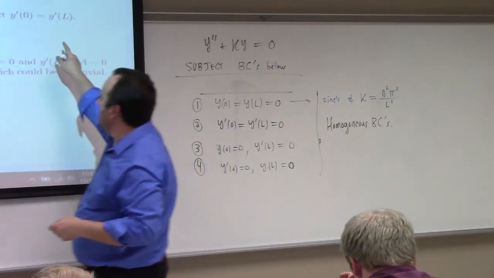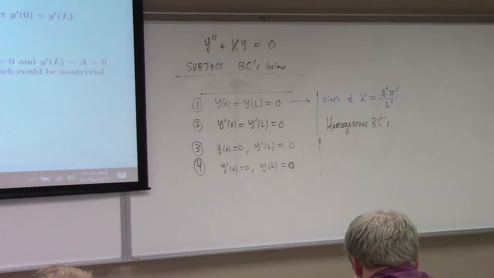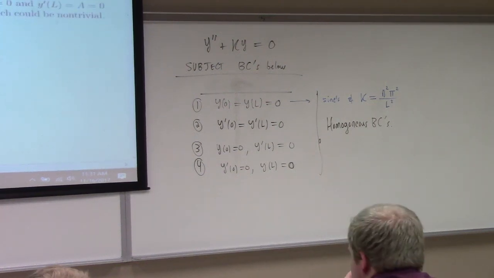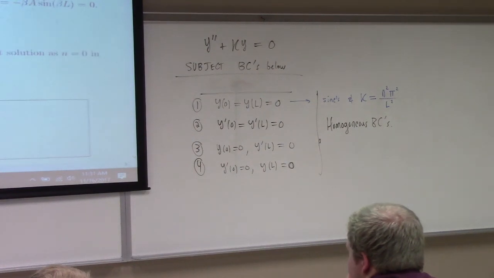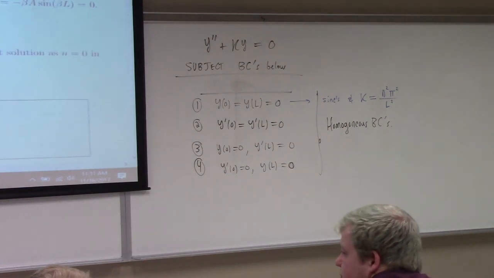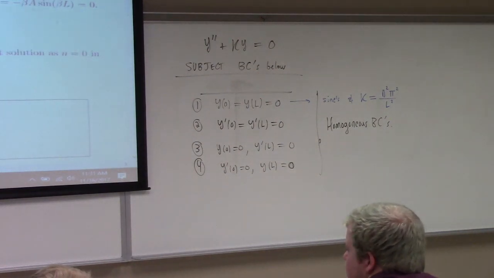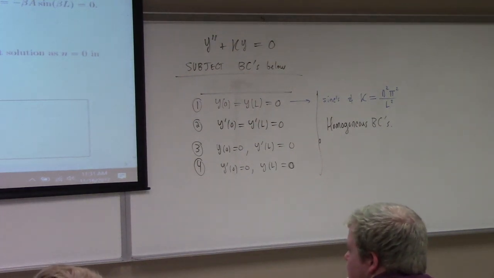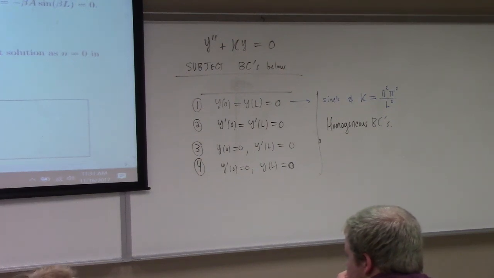Next, the derivatives are 0 at the endpoints. Work that out. Again, there are 3 cases. In this case, the 0th case gives you one interesting thing. The constant solution has derivative 0 at both endpoints, but it's possibly non-zero. I could have y equals 1. That would solve case 2, since y prime of 0 and y prime of L are 0 for the constant function 1.